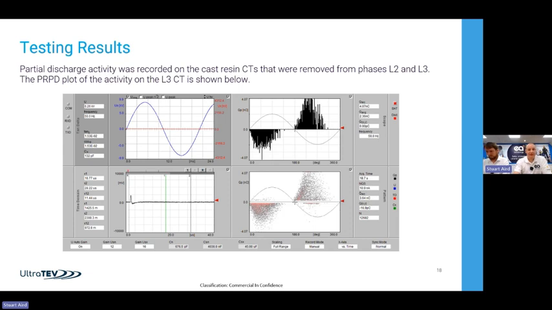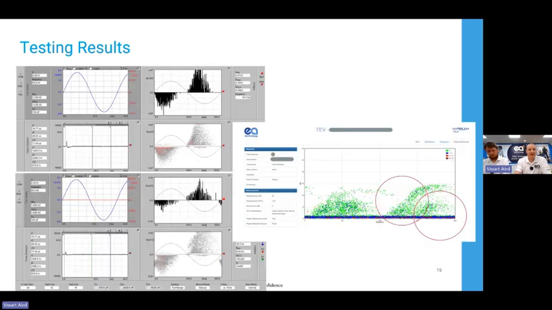And what we can see then, by going back to our original online measurement, is that these two groups of activity indicate partial discharge, and we've picked that up and split that down. The customer has replaced those two CTs, and the activity has gone away on that particular panel.